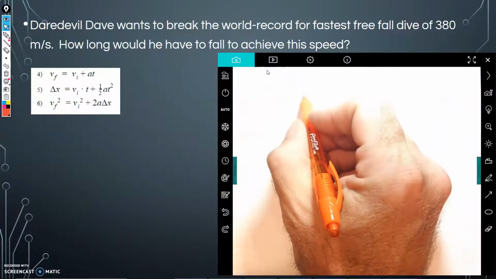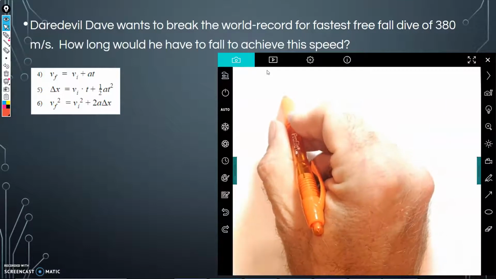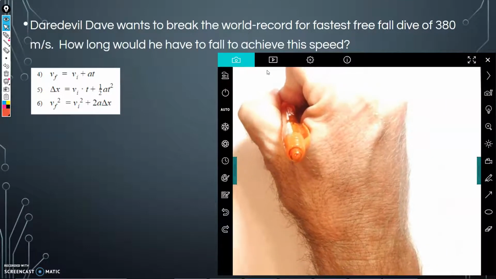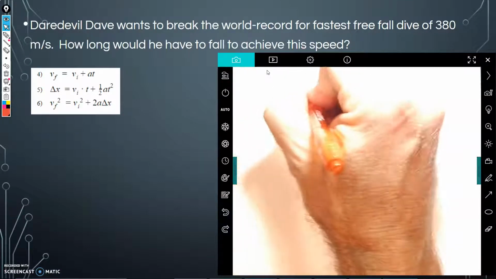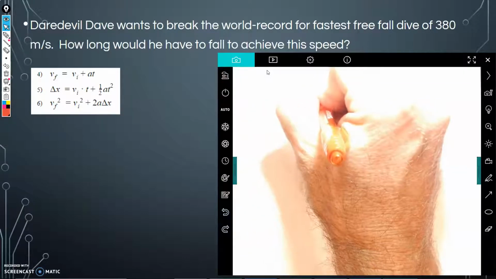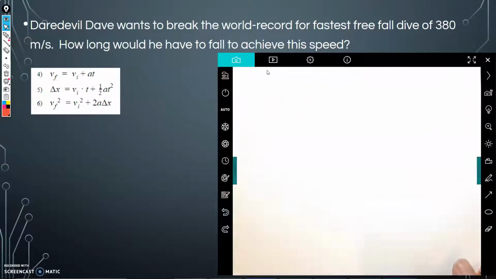We're going to start with that final velocity that Dave is after. Dave wants to achieve a final velocity of 380 meters per second. So that's going to be our final velocity.